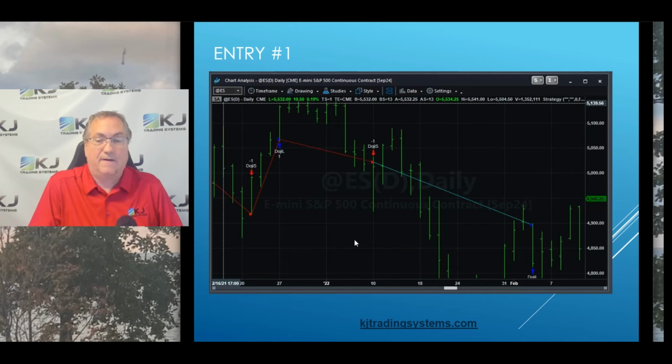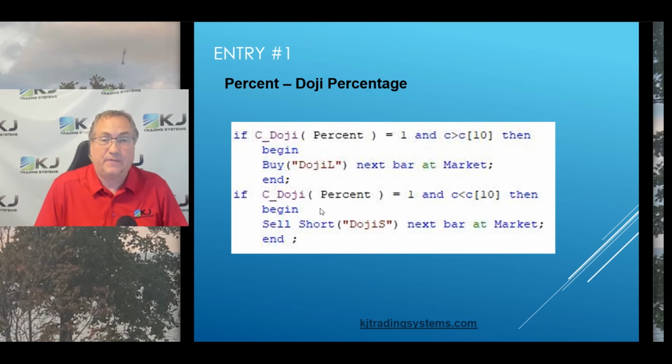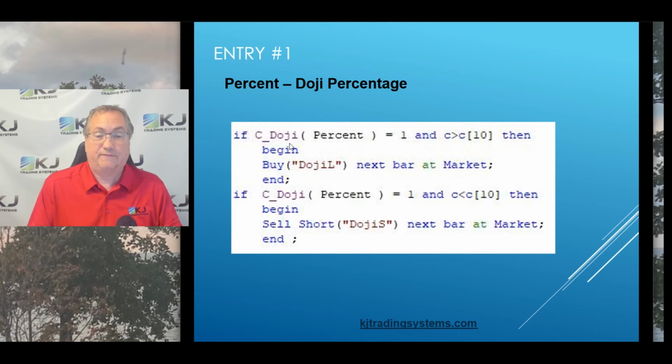So here's the code. This is TradeStation EasyLanguage, which, like it says, is pretty easy. There's a function called C_Doji. It just calculates it. So it says, hey, if you have a doji bar and the 10 bar momentum is up, meaning the close of this bar is greater than the close 10 bars ago, then you buy the next bar at market. And if you have a big doji bar and the close is less than the close 10 bars ago, meaning you have down momentum, you sell short.